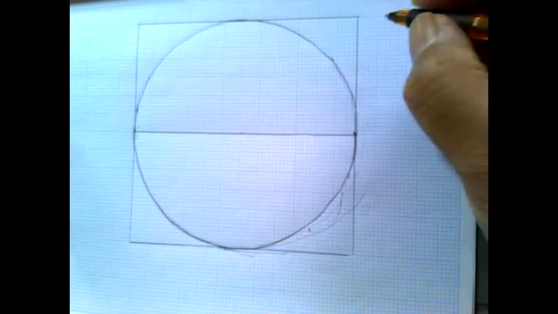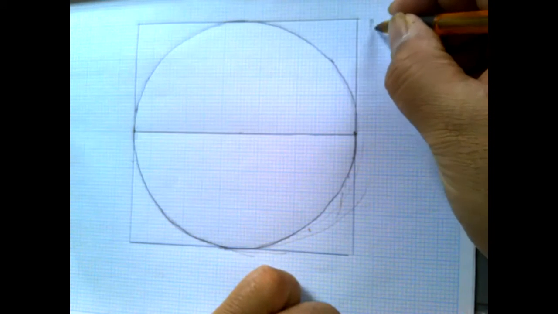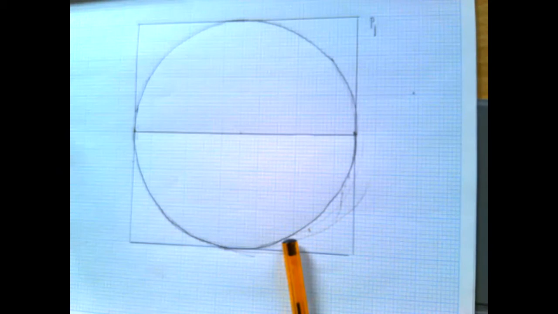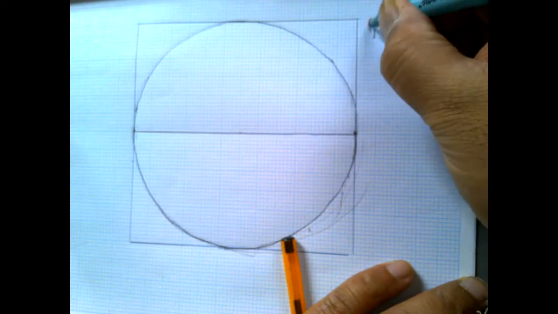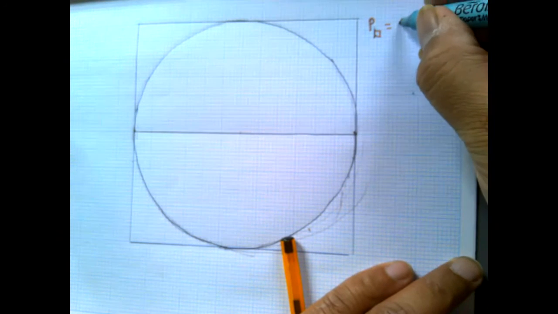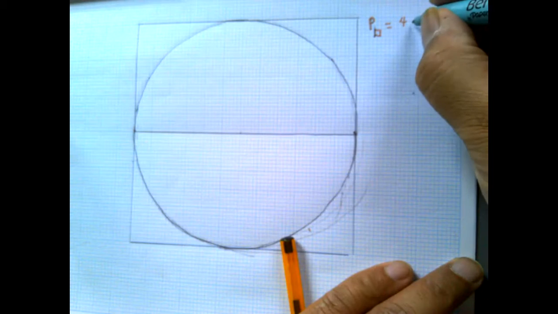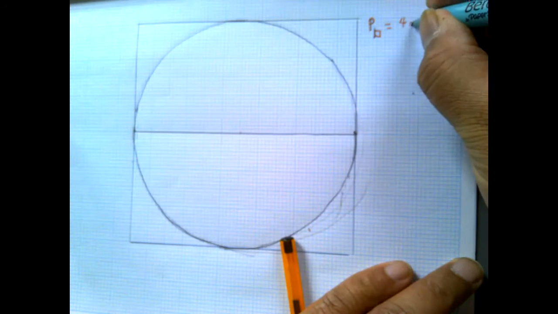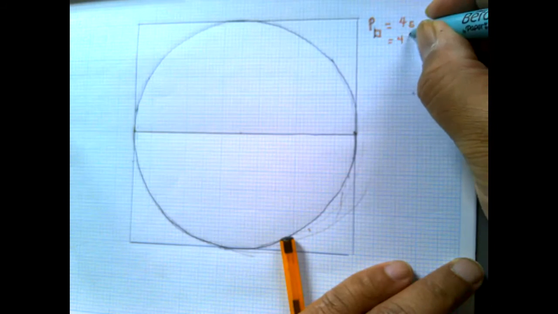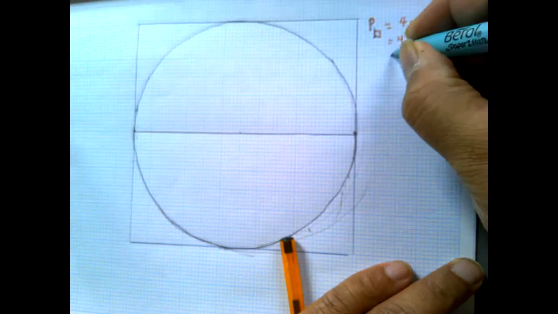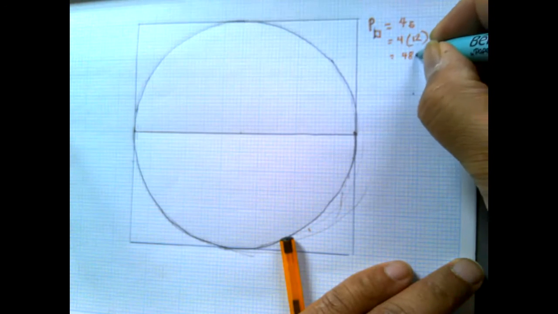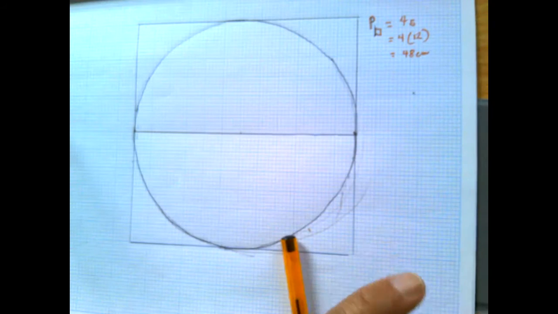So we could do just a quick calculation. The perimeter of the square is really adding all the sides, or 4 times s. So 4 times 12 will be, the perimeter is 48 centimeters. That's the perimeter of the square.